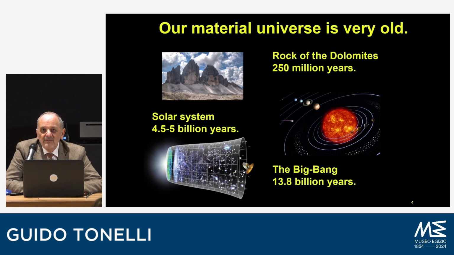The first thing, in my view, is that you are contemporary historians. As Egyptologists, we're talking of 3,000, 4,000, 5,000 years ago, so modern history. Our universe is very old, extremely old. If we take a rock of the Dolomites, we are talking of 250 million years, and again, that is yesterday. The solar system is 4 to 5 billion years old. Then this is really seriously something in our past.